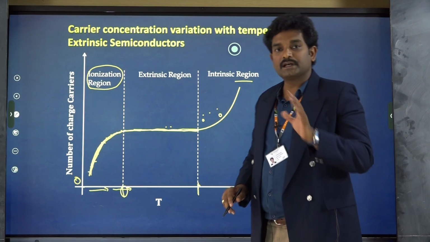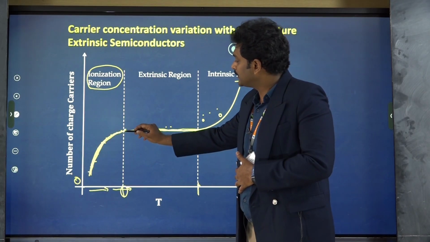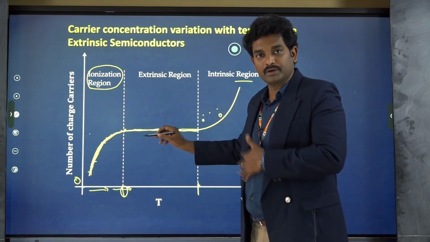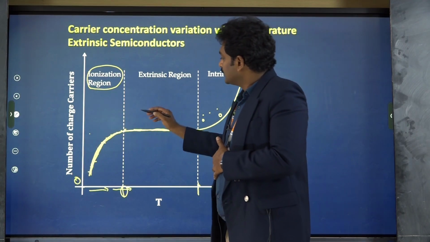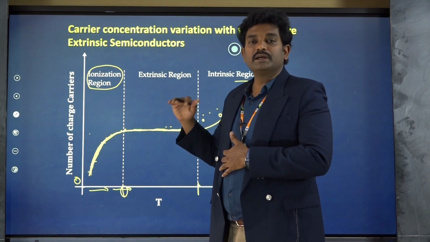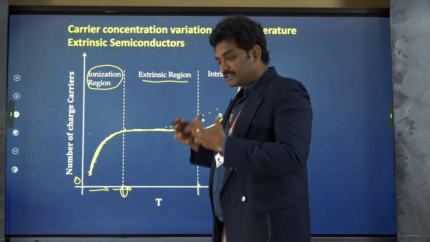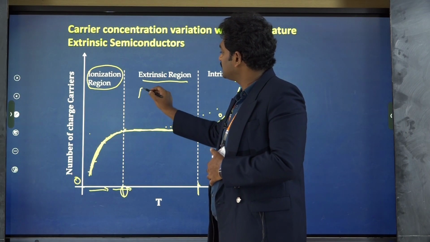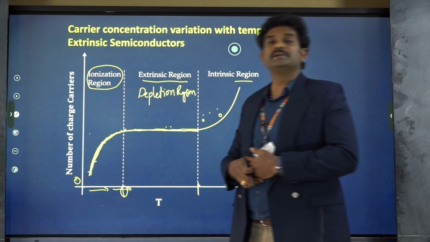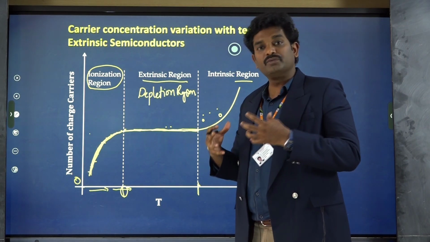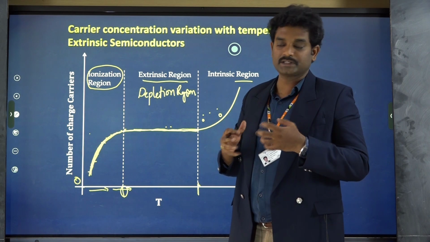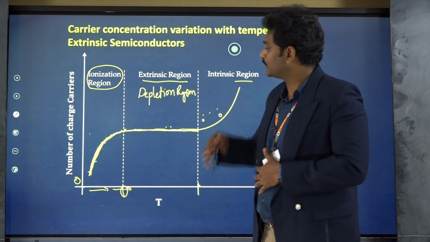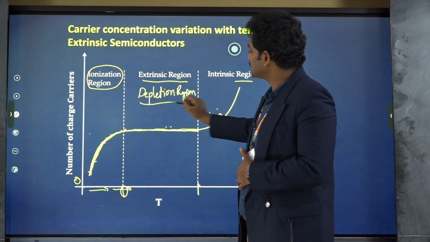Now when all the phosphorus atoms got ionized, how does it behave? The number of electrons will be constant here. There is no extra electron. All the electrons got donated to the crystal. Though you increase the temperature, there is no increase in the electron concentration. The phosphorus atom got depleted of the electrons. That's why we call it the extrinsic region or depletion region. Why do we call it the depletion region? Because all the fifth electrons of all the phosphorus atoms got depleted, meaning the phosphorus atom has lost the fifth electron into the crystal. That's why we call it a depletion region.